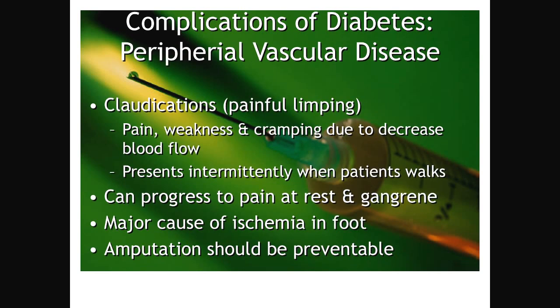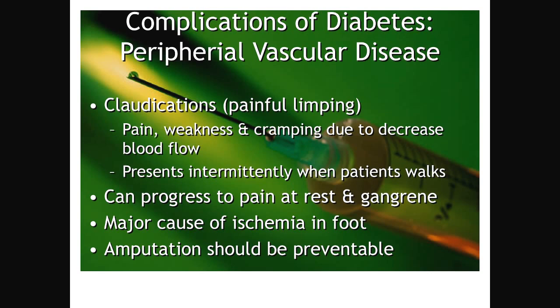And then you have peripheral vascular disease. You have claudications. What are claudications again? It's painful limping. You're going to have deficits in sensory and motor function. So you see pain, weakness, cramping as you're trying to walk. You have poor blood flow. The patient will try to walk and you'll see painful limping, and that's claudications.